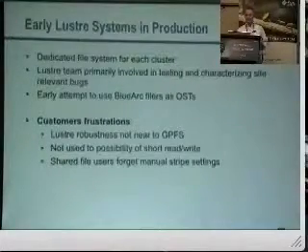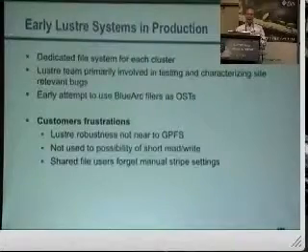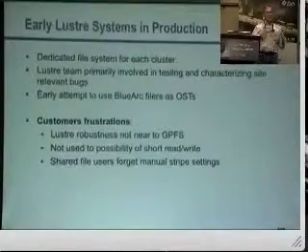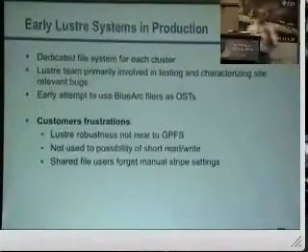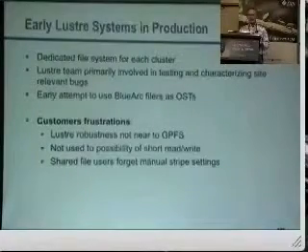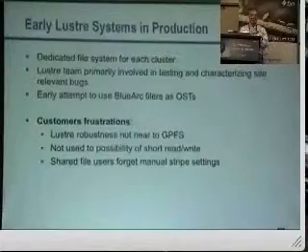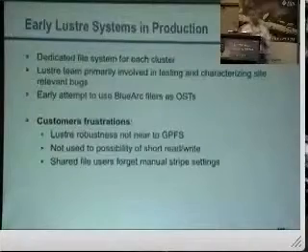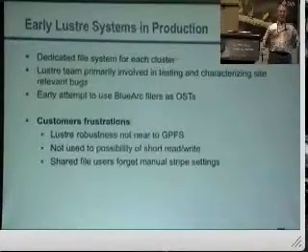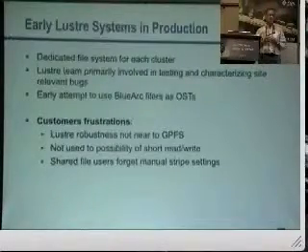As Mark talked a little bit about earlier, initially we had a dedicated file system for each cluster. And at that time, the Luster team was mostly involved in fighting fires. So now I'm thinking we're about a year into production, and some of the customer frustrations are that the Luster robustness wasn't close to what GPFS was, and today that gap is pretty small. Our code teams are still not comfortable with the possibility that they'll hit a short read or short write, and that's acceptable behavior under POSIX, that they ought to be checking their return codes and doing their own error recovery for that situation.